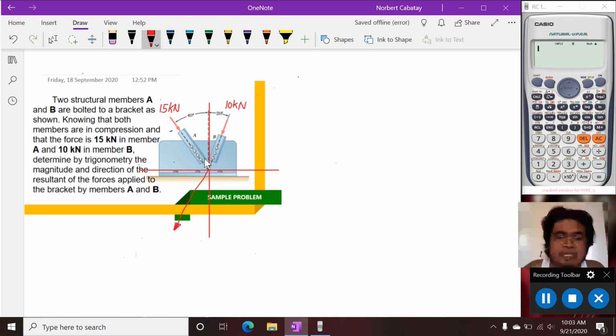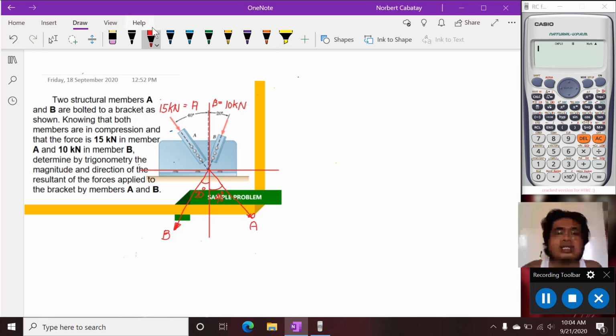By the principle of transmissibility, this 10 kilonewton force can be transmitted through its line of action. Can I call this force B, and this force A? Force B, translated here, has an angle of 20 degrees, since its opposite angle is also 20. Then force A will be translated here, and this will be 40 degrees, as we discussed.